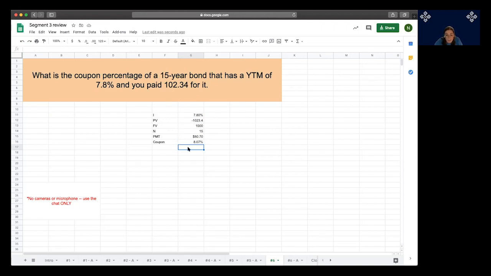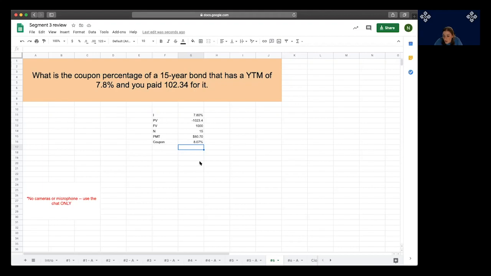So that's just kind of backwards. Instead of being given the coupon, you're solving for the coupon. So first you have to solve for the payment. Hopefully that made sense for the people that were getting different answers. Just by seeing it, it makes a little bit more sense.